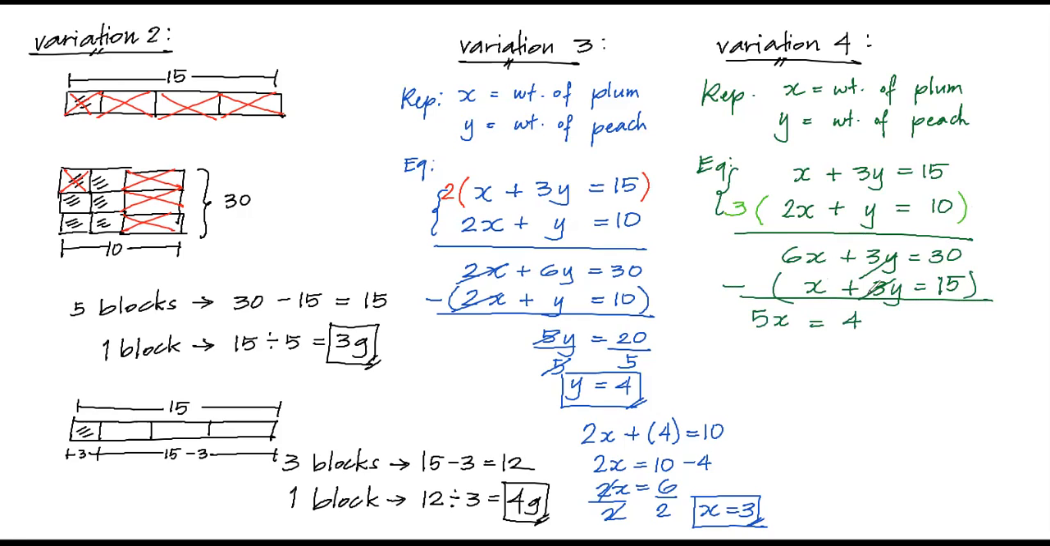I know, sorry, is that addition? So it is subtraction, so 15. So divide both sides by 5. So x is equal to 3. So the weight of the plum is 3.